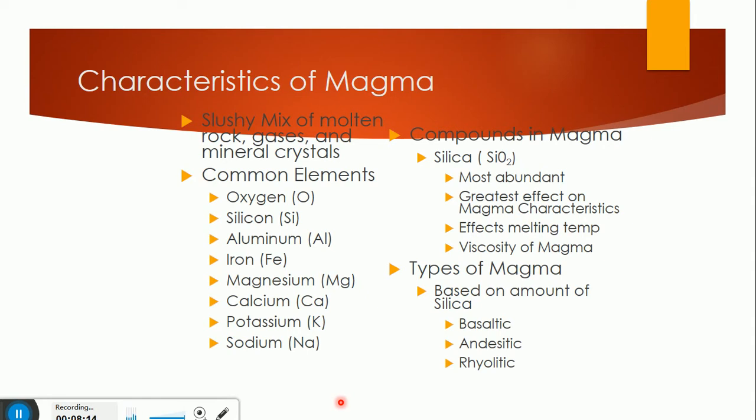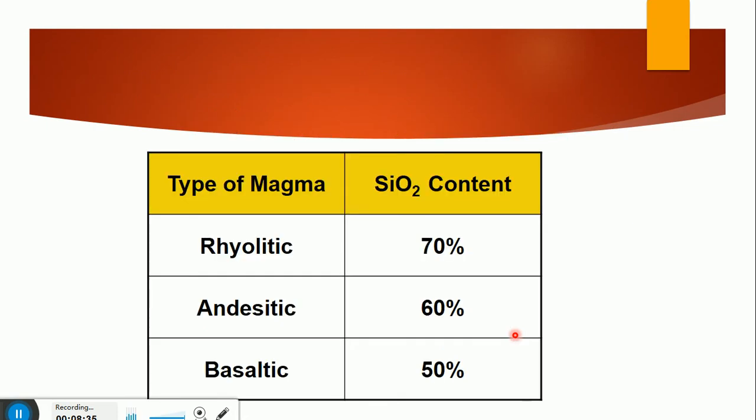Types of magma are based on the amount of silica inside the magma: first basaltic, andesitic, and rhyolitic. The percentage of silica is very high in rhyolitic, then andesitic, and very low in basaltic rock. Rhyolite has about 70% silica, andesitic is 60%, and basaltic rock has 50% silica.